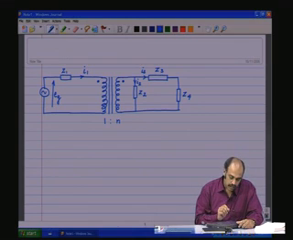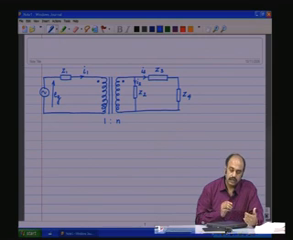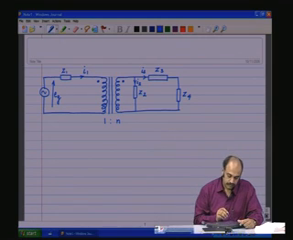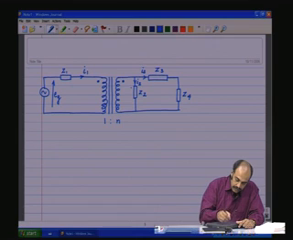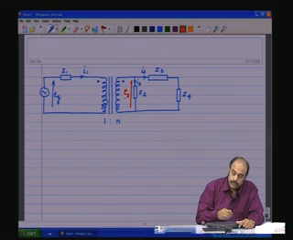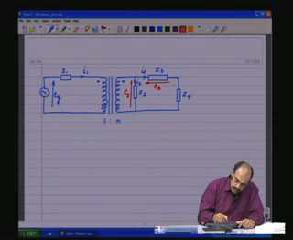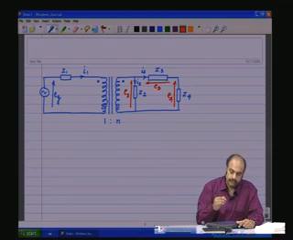Now, if you want to reflect everything onto the primary side, all the things get transformed onto the primary side. Let me also indicate the voltages across each. We have a voltage across Z2 and let us say it is E2. There is a voltage across Z3 and that is E3. There is a voltage across Z4 and that is E4.